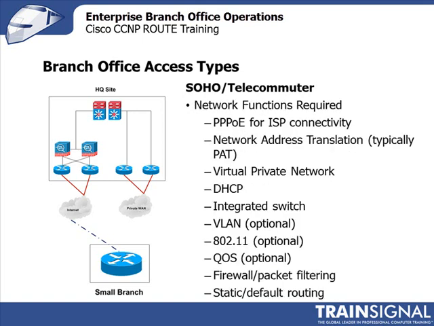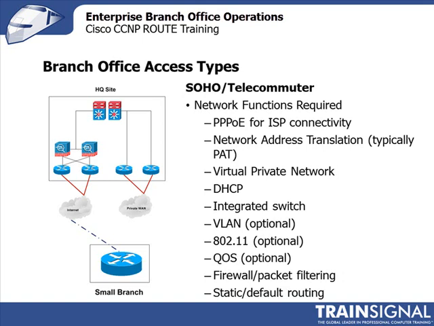The network functions that are typically required for a SOHO or telecommuter environment are usually PPPoE, point-to-point protocol over Ethernet. Another variation is PPPoA, PPP over ATM, which is typically for DSL. Usually there's some type of authentication mechanism that's used. There's network address translation, typically port address translation. Virtual private network, DHCP. There's usually going to be an integrated switch in the device that's in use. VLANs, 802.11, which is wireless. QoS.